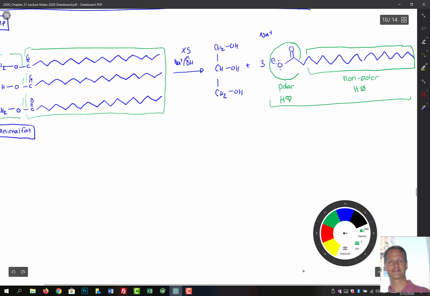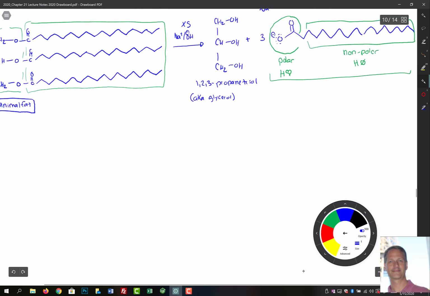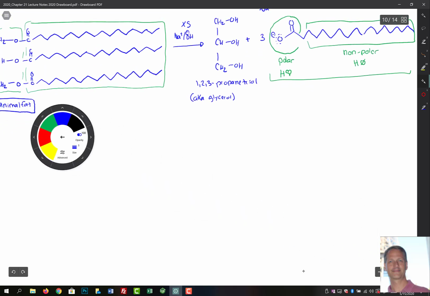What I want to do though is look at this other molecule. The name of this molecule is 1,2,3-propanetriol. It goes typically by its common name, which is glycerol. It turns out that glycerol can undergo a further useful reaction.